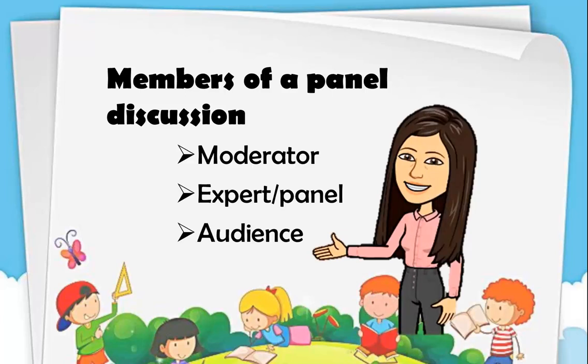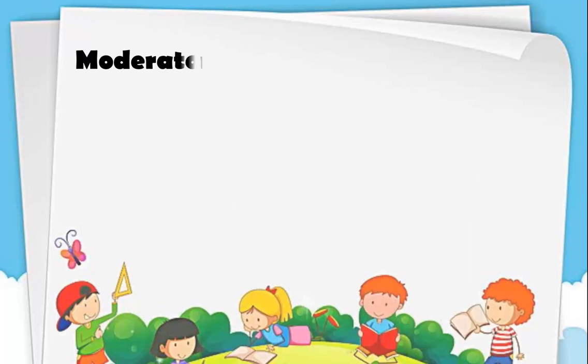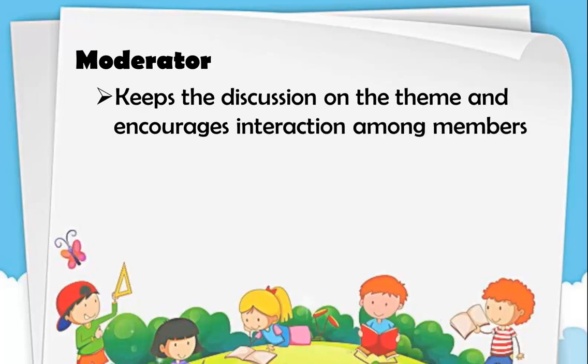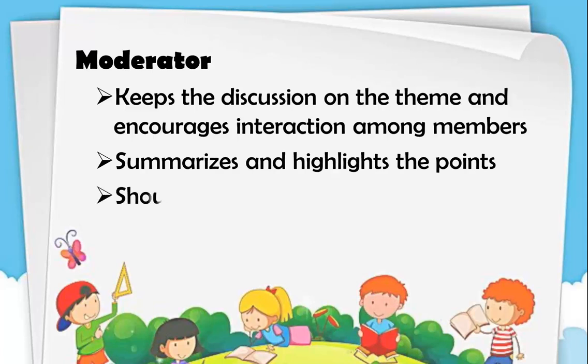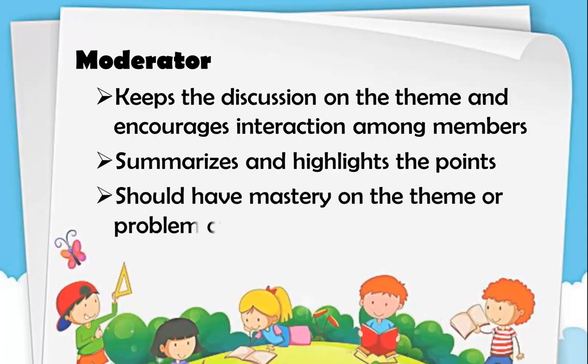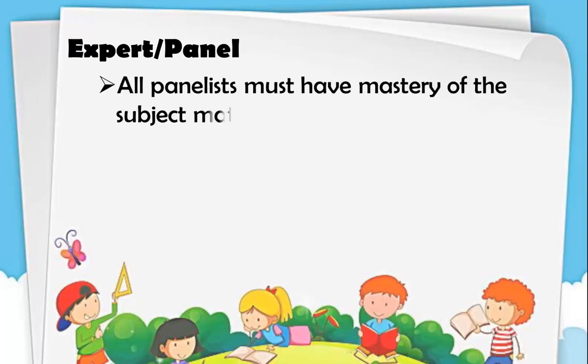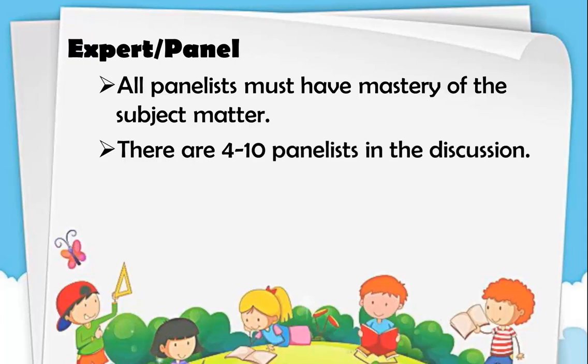Let us see the roles of each member in a panel discussion. The moderator keeps the discussion on the theme and encourages interaction among members. He also summarizes and highlights the points and should have mastery on the theme or problem of the discussion. Meanwhile, the expert or the panel has the following roles. All panelists must have mastery of the subject matter. There are 4 to 10 panelists in the discussion.